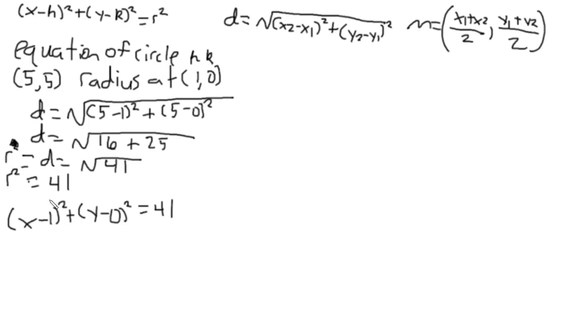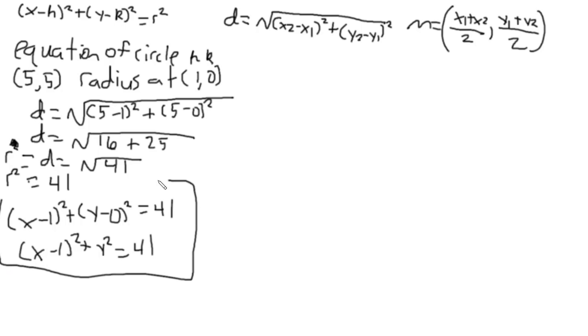Or the (y − 0)² can just be written as y². And this will be our answer.